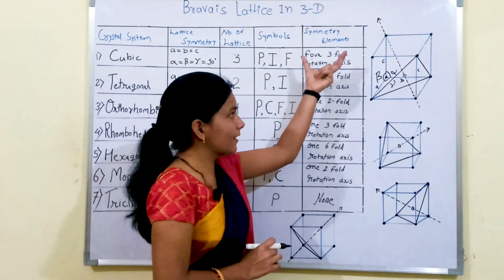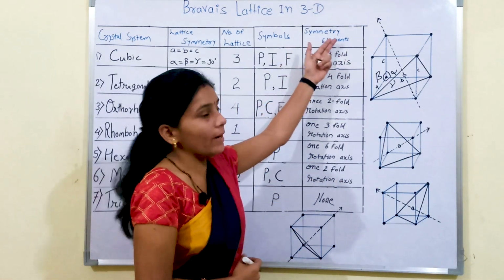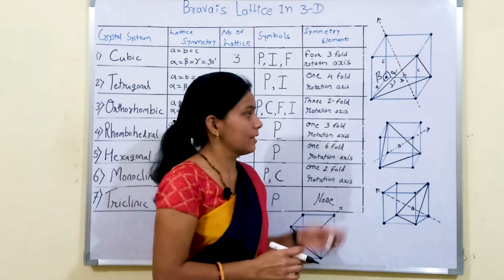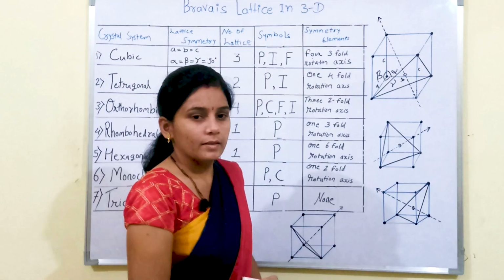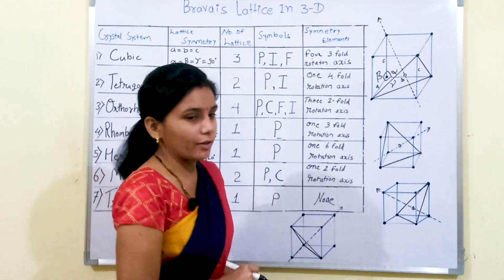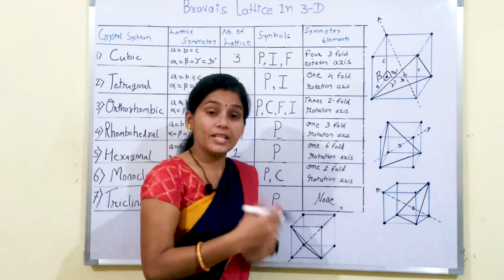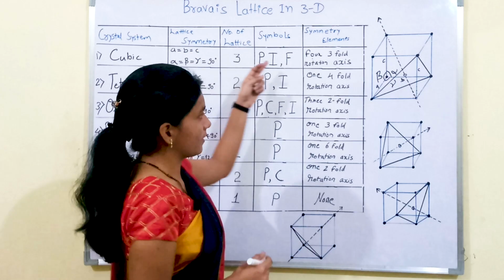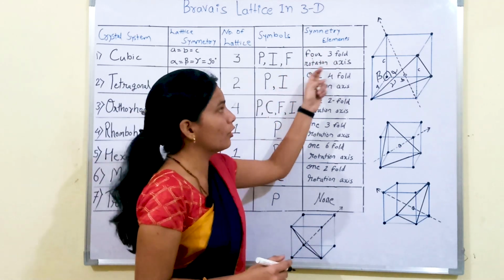We will see this last column, which is the symmetry element, one by one in the 7 crystal systems, which is very important. In the previous lecture we studied the symmetry elements, or rotational symmetry. So for the cubic system we can see here 4 3-fold rotation axes.